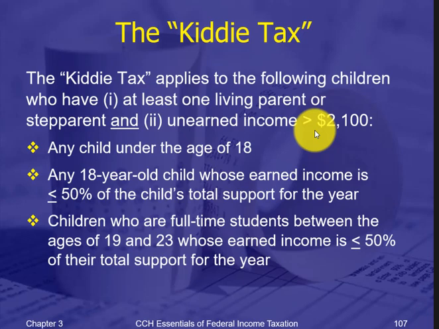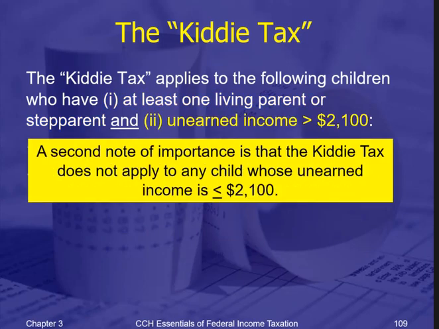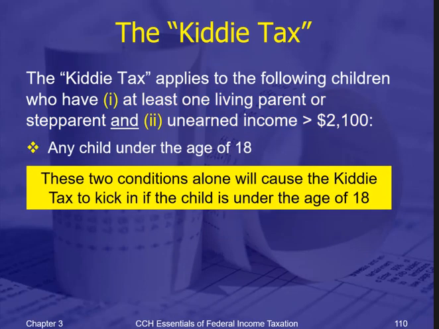So a qualifying child gets $1,050 that they can earn or they can have as unearned income, and it's wiped out by the standard deduction. Then they can have another $1,050 that they pay tax at their rates, and then anything over that is the tax is calculated based on the parent's rate. And that's what these slides basically say.